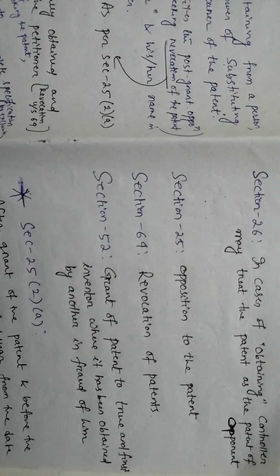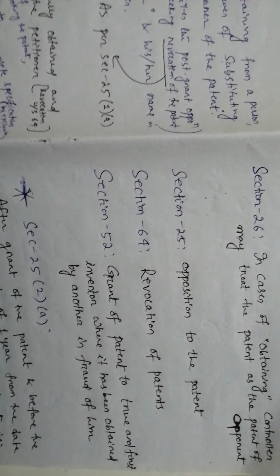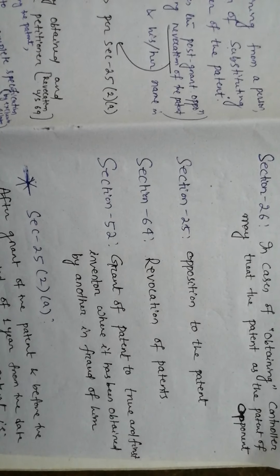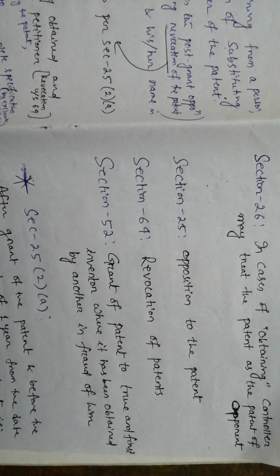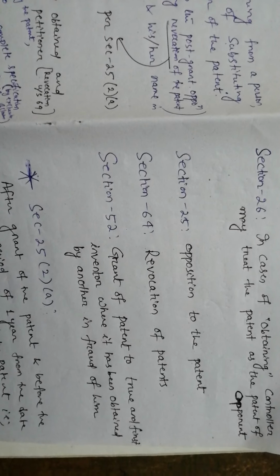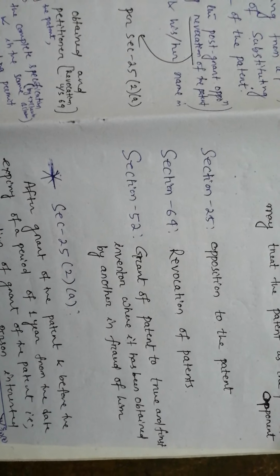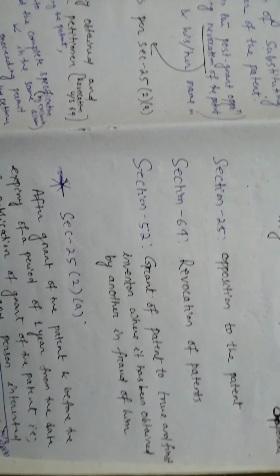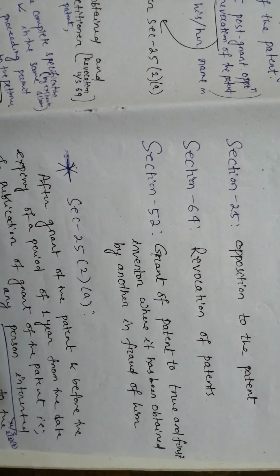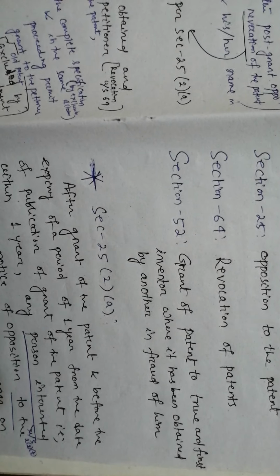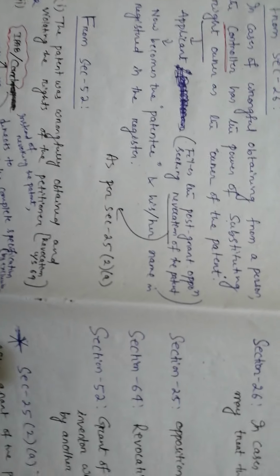Section 26, the title is, in cases of obtaining, controller may treat the patent as the patent of opponent. Fine. Section 25, the title is, opposition to the patent. Section 64, revocation of patent. Section 52, we know, grant of patent to true and first inventor where it has been obtained by another in fraud of him. So we will go to section 26. How relevant section 26 is to section 52, that we will see here.